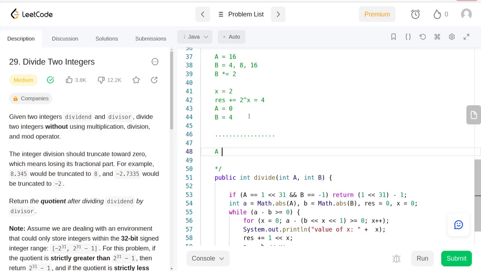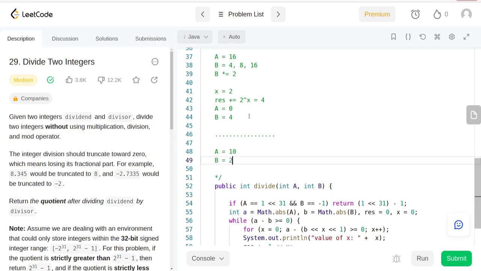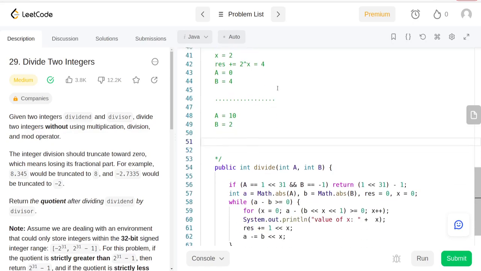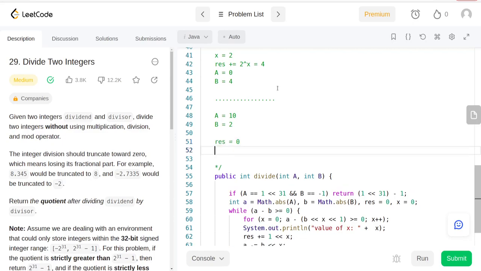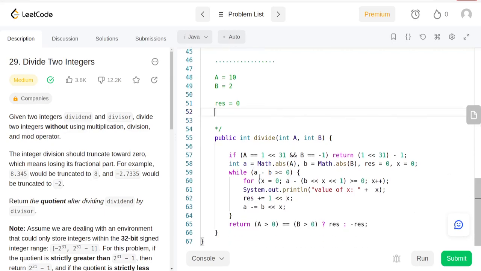Let's take an example of a equals to 10 and b equals to 2. Again, the result starts with 0, right? Let's look at the logic and then we'll come back to this one, that what exactly is going on.